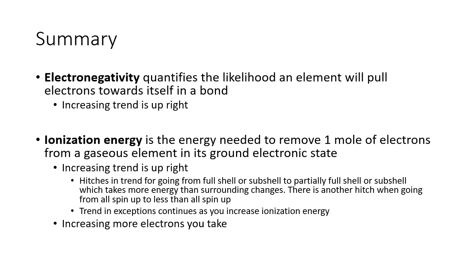It takes more energy than those of the surrounding changes. There is another hitch when going from all spin up to less than all spin up, so that'll be slightly higher energy as well. There is a trend in exceptions that continues as you increase ionization energy. So as you go from +1 to +2 to +3 to +4, you will see the same changes for when you have full subshells going to partially full subshells, for when you have all spin up going to less than all spin up, that kind of thing. And finally, ionization energy will increase for every electron you take off.